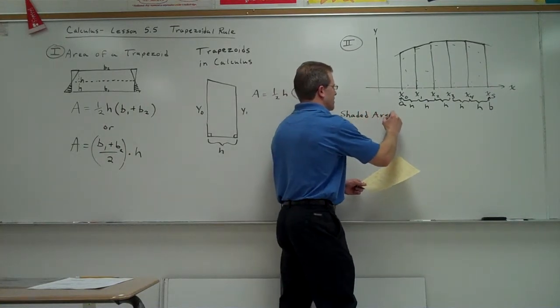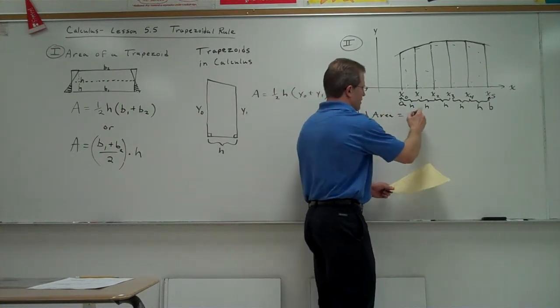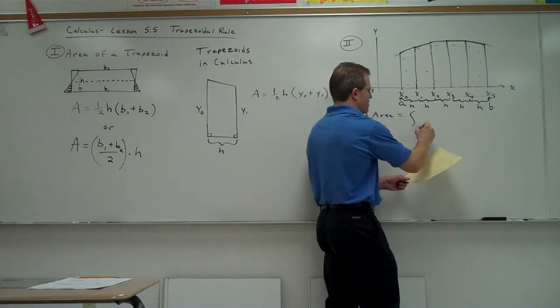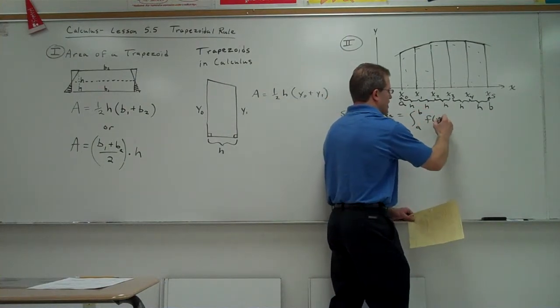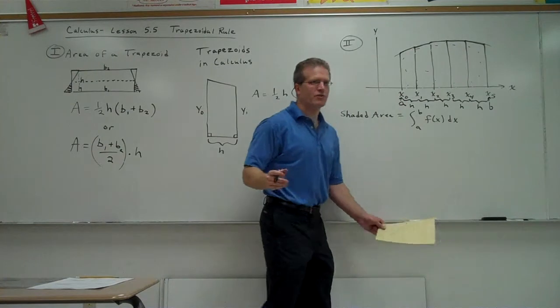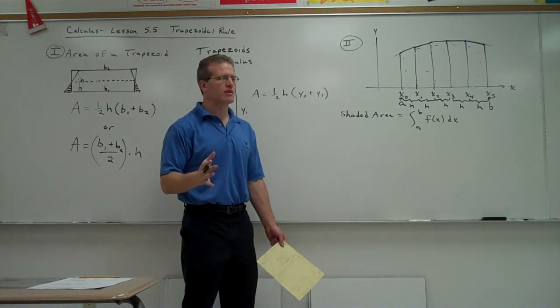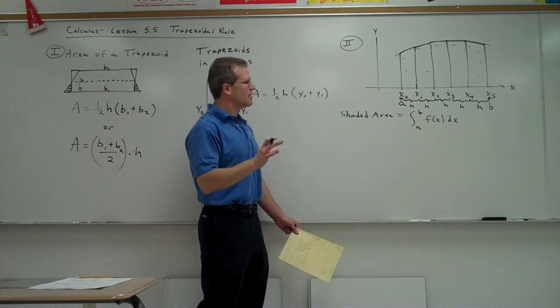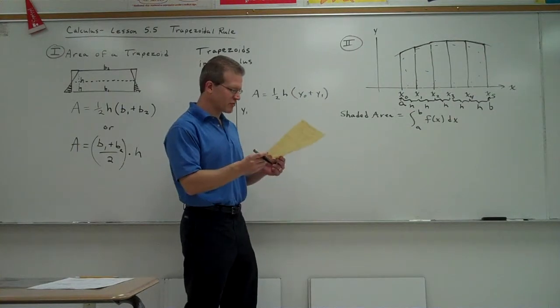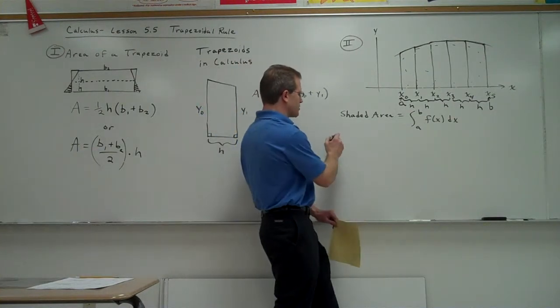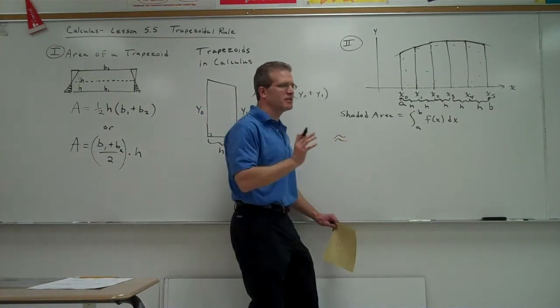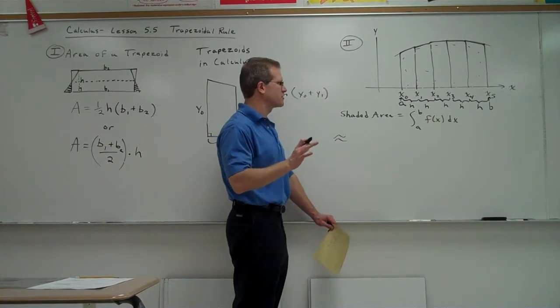The shaded area, we know, is the integral from a to b of f of x dx. What we're trying to do is approximate that integral using what's called the trapezoidal rule. So I'm going to put a squiggly equal sign to tell me that this won't be the exact answer, but it'll be close. It'll be approximately equal.